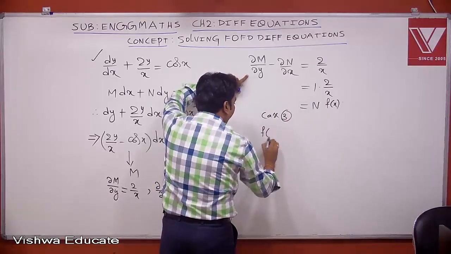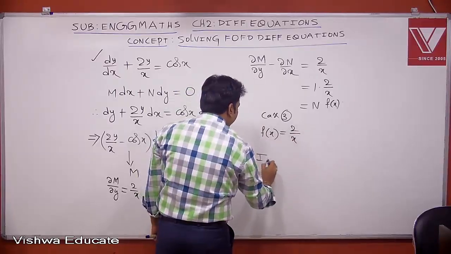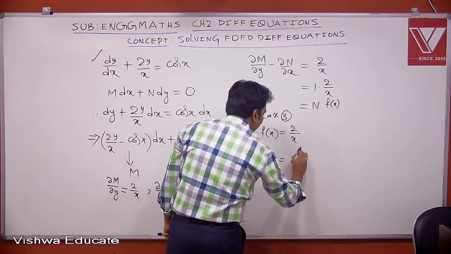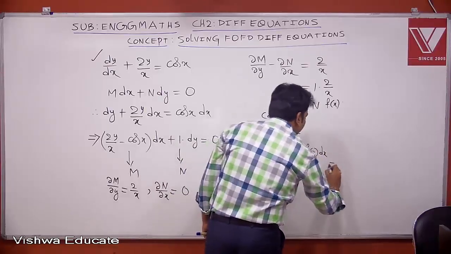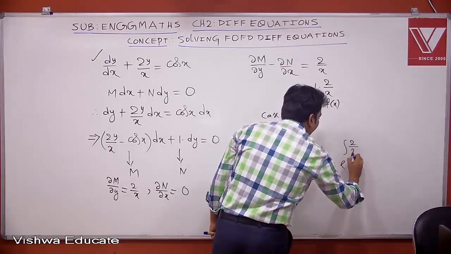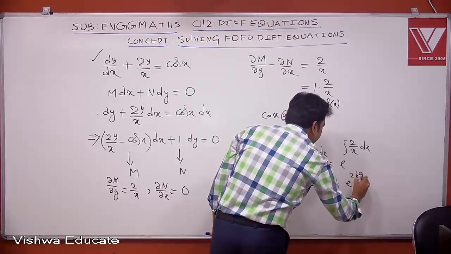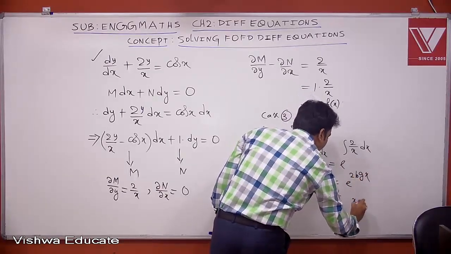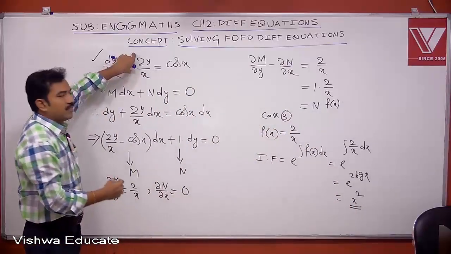Now what is my f of x? This is 2 by x. Therefore my integrating factor is e power integral f of x dx. So this is e power integral 2 by x dx. This is e power 2 log x. Therefore this is nothing but x square. So this is an integrating factor of this equation.